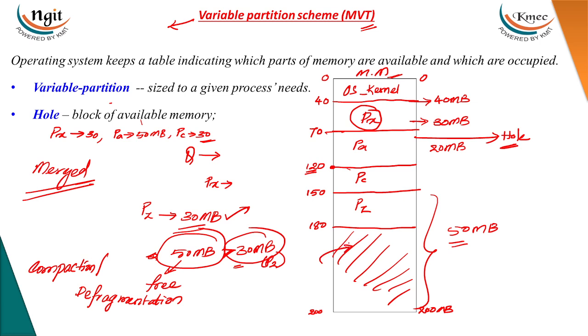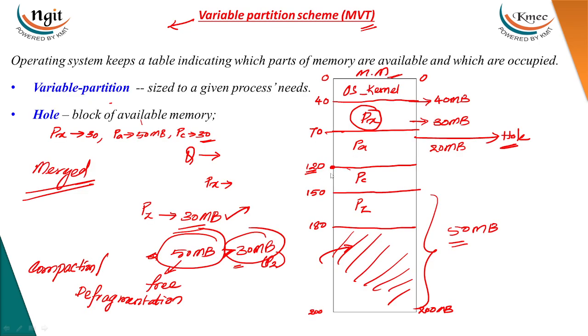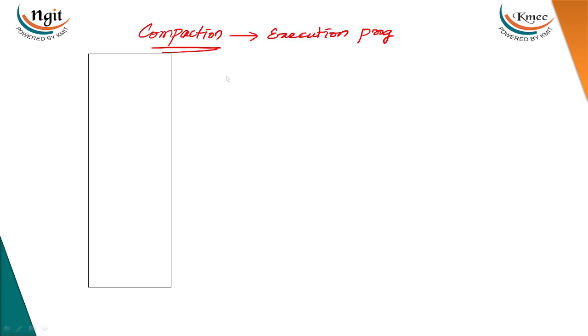But the problem with compaction is that the compaction is done at the runtime of the program, that is, at the execution time of the program. All the base address values of the processes will be changed from previous addresses to new addresses, and new absolute addresses will be generated. This compaction or defragmentation takes a lot of time.